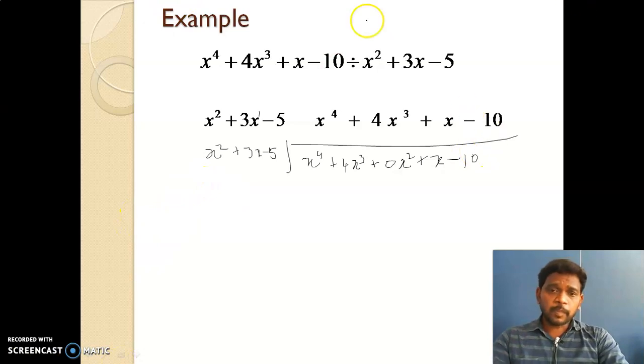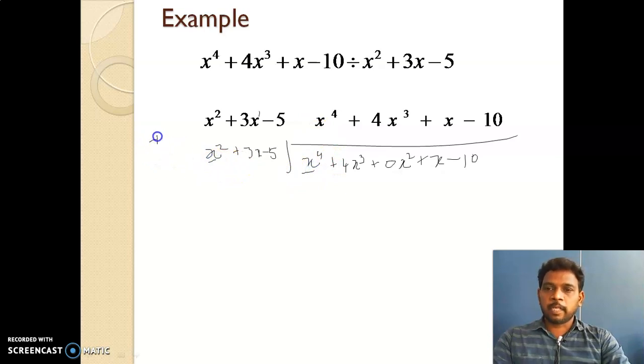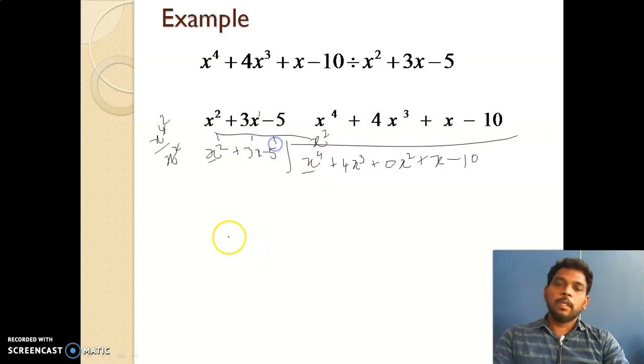So now we are going to write the first term of the quotient. Divide the first term by the first term. So x to the power 4 divided by x square. Only the variables are this. Now reduce the power, so power 2 is the remainder power. So the first term of the quotient is done. Now multiply this with all the terms of the divisor.